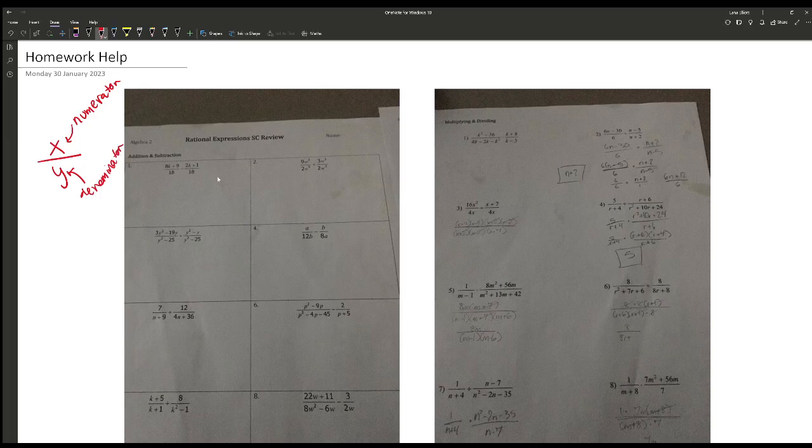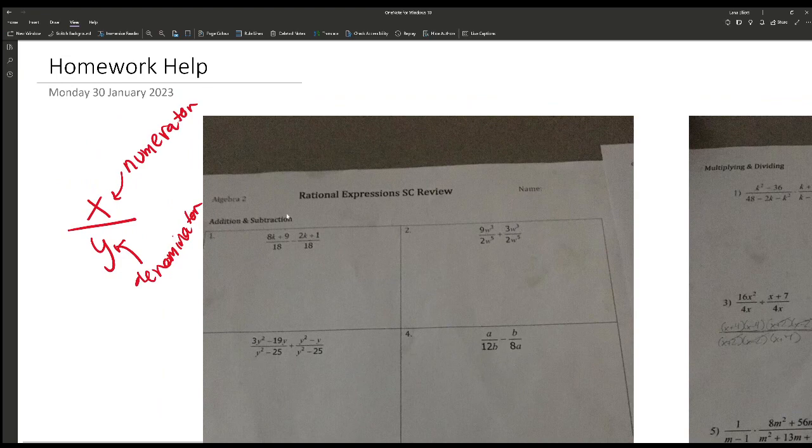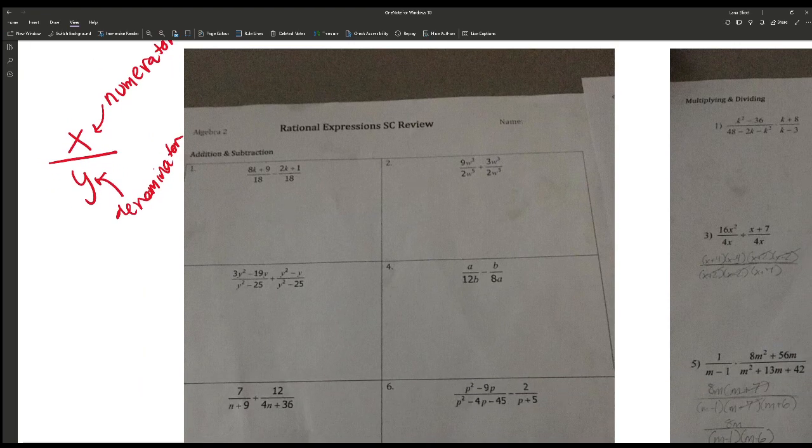So as you can see here, we have a bunch of problems. I'm going to quickly zoom in. We can get started on the first one. When it comes to addition and subtraction, you want to make sure that the denominators, let me use a highlighter instead, that the denominators are the same. If they are the same, then it's just simple. You can almost break it into two parts.